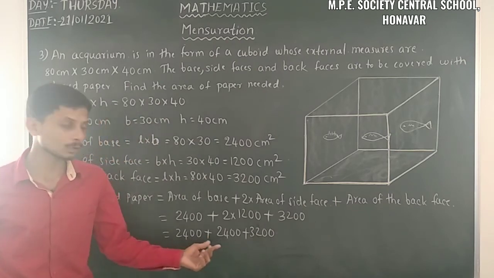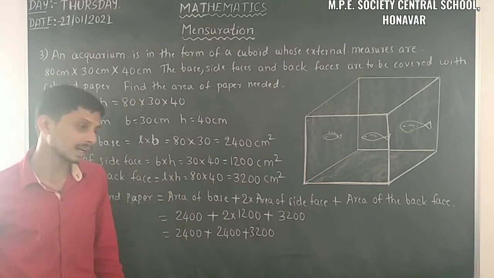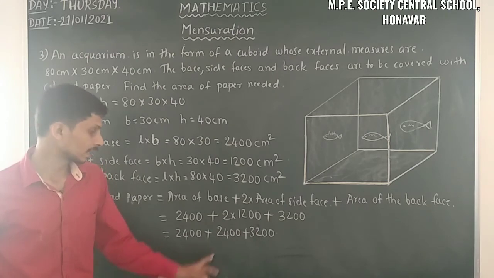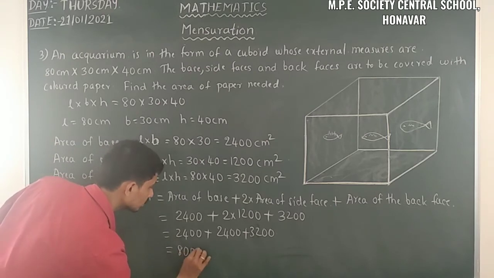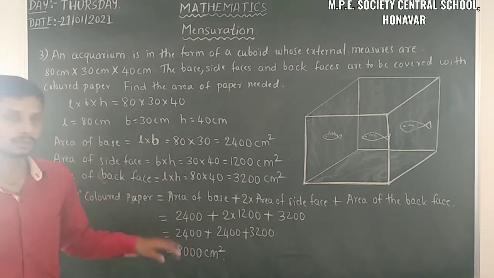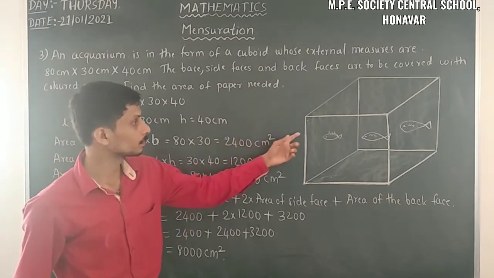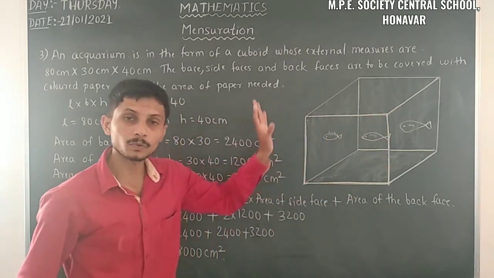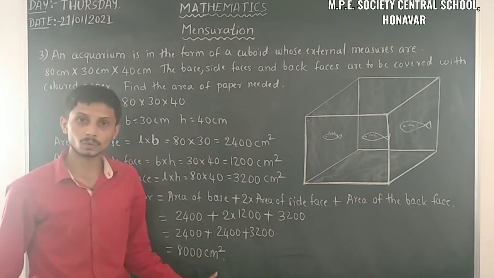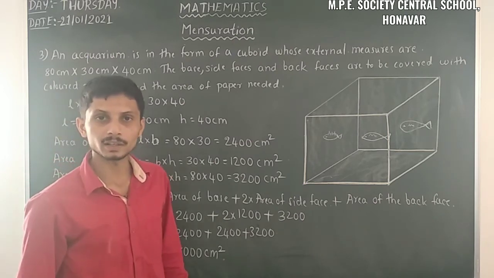Here 24 plus 24 is 48. 48 plus 30 is 78, plus 2 is 80. Again 2 zeros we have, so we can add all these things. We have 8000 centimeter square paper required here. So for the covering of colored paper on two side faces, base face and back face, totally 8000 centimeter square of colored paper is required. So using this one we can easily find out the answer.